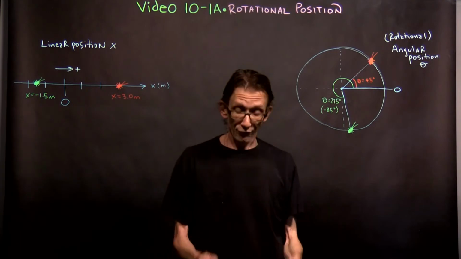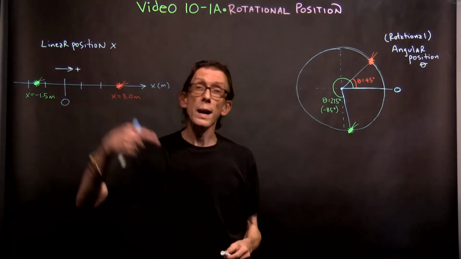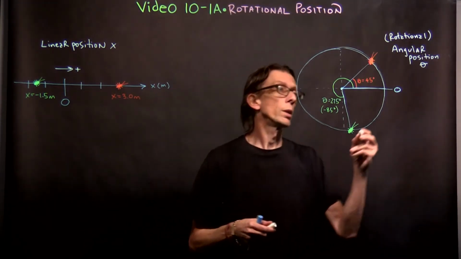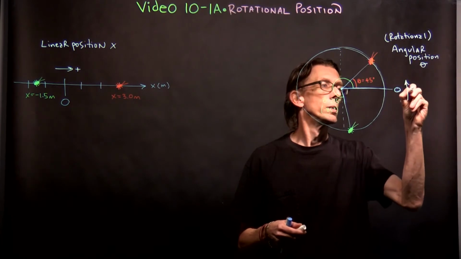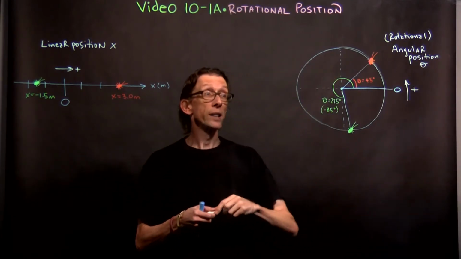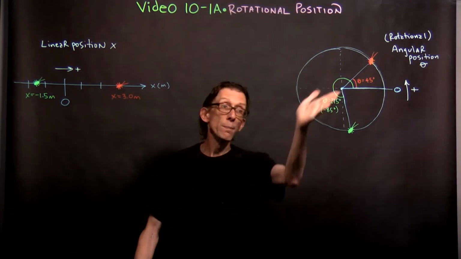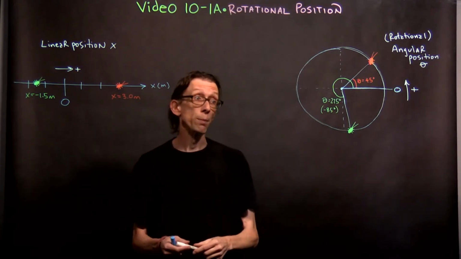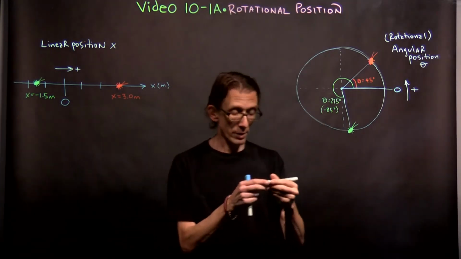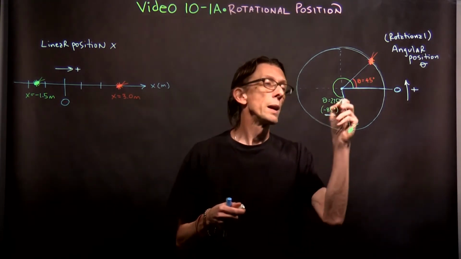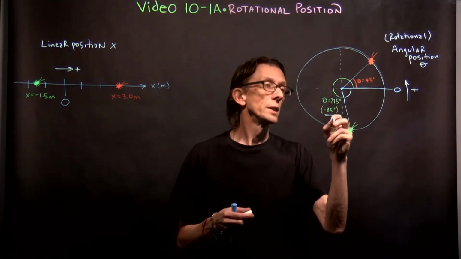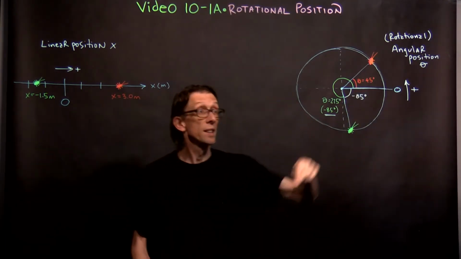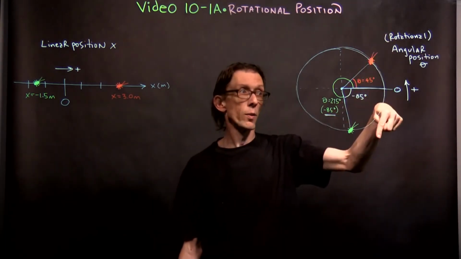All right. Now, in the same way that we call to the right positive, arbitrarily, we're going to call counterclockwise positive. Okay. So that the red bug is at positive 45 degrees. The green bug is at positive 275 degrees. We could also call the green bug negative 85 degrees because of this angle right there. Negative because it's in the negative direction. It's in the clockwise direction from zero, right?